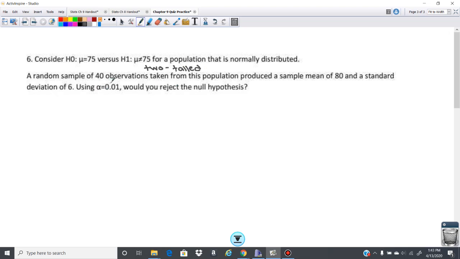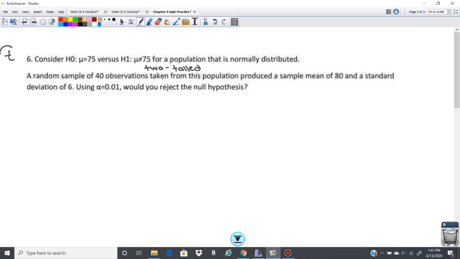A random sample of 40 observations taken from this population produced a sample mean of 80 and a standard deviation of 6. Using a significance level of 0.01, would you reject the null hypothesis? So we want to take a look at this and say, is it Z or is it T? We have a sample of 40 observations, and within that we got a mean and a standard deviation. So this is T.